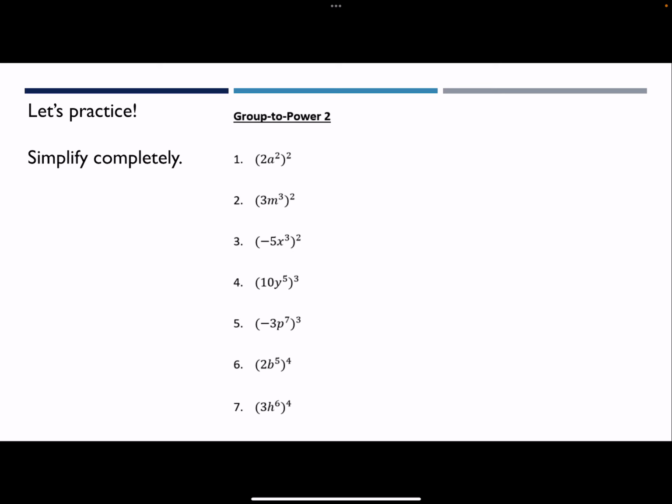All right, so let's go through some of these. We're going to take the coefficient, which is 2, and raise it to the 2nd power. So that's 4, and then I'm multiplying this exponent by this exponent, so 4a to the 4th. The coefficient here is 3. I'm raising it to the 2nd power. 3 times 3 is 9. M to the, but then I multiply these exponents.